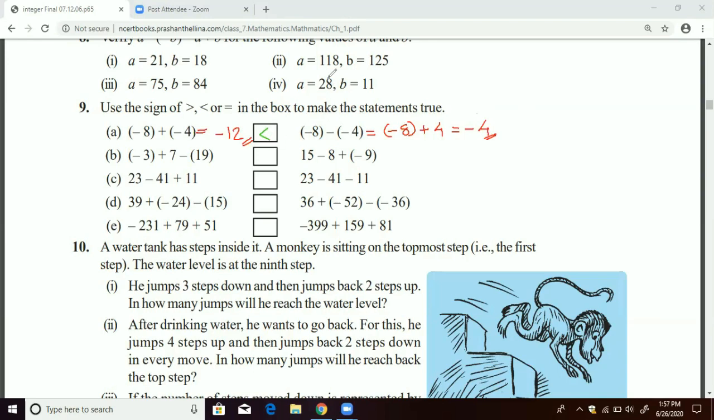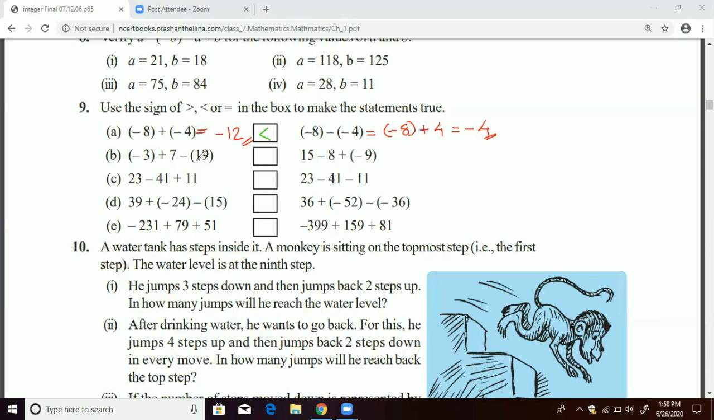Now we can check the answer to the second question. We have to add three numbers. First, we are adding negative 3 plus 7. Both have different signs, so we find their difference. You will get 4, and since positive is more than negative, you will get a positive 4.